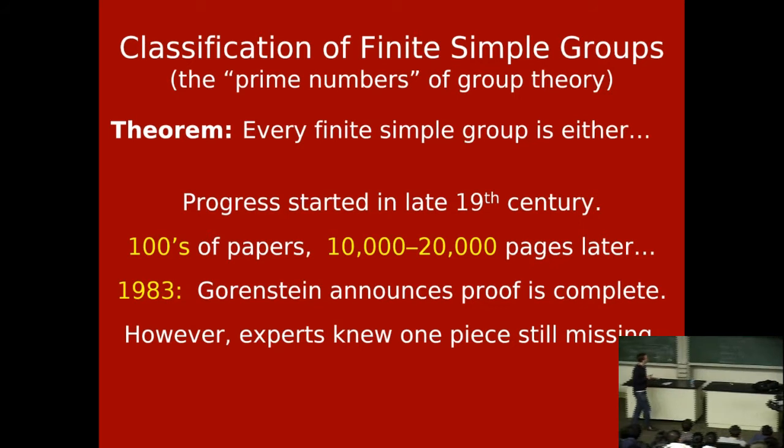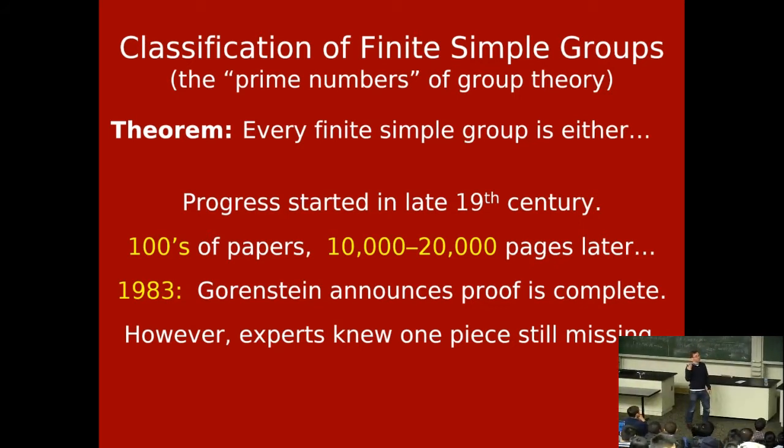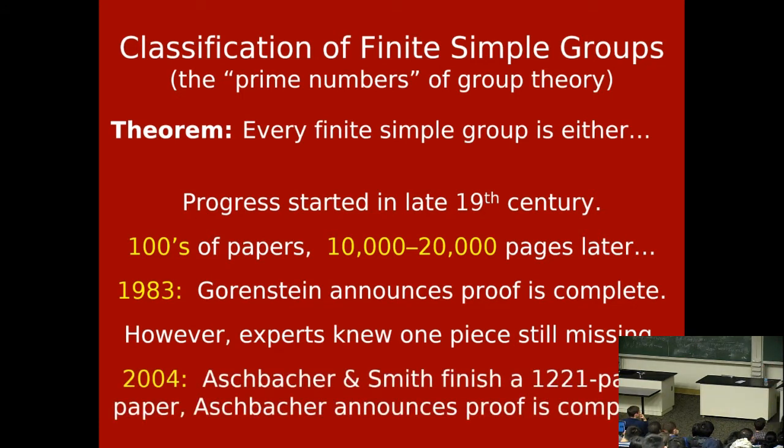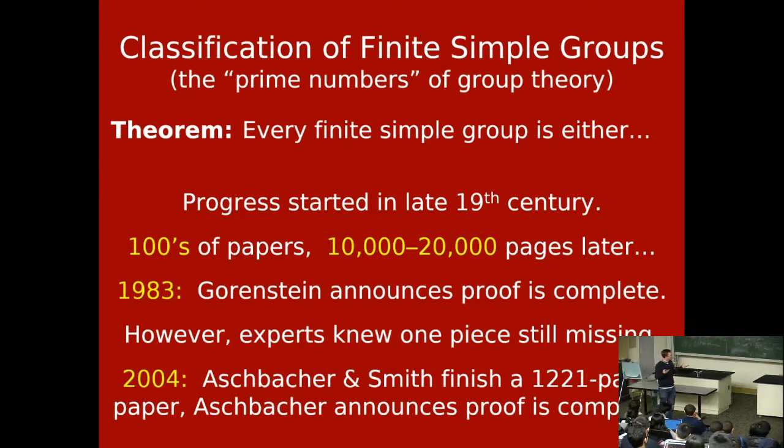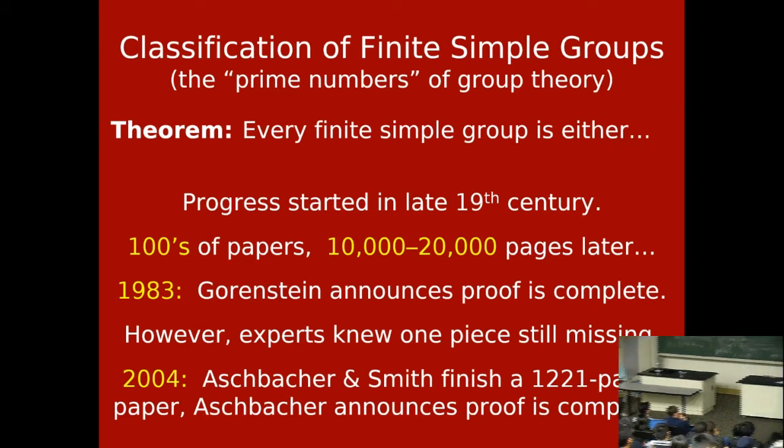So the experts actually kept working on it because they knew they had to do this one more case, the quasi-thin groups or whatever that is. And then finally in 2004, these other two experts, Aschbacher and Smith, released another 1,200-page paper, and they were like, okay, this time it's really done. We got the last case. And it was again a somewhat suspicious circumstance, because you kind of had to take their word for it, unless you were one of the very few people that had read these thousands and thousands and thousands of pages.